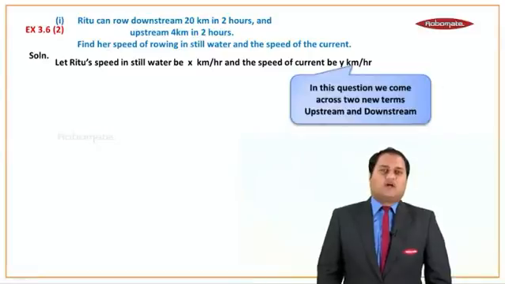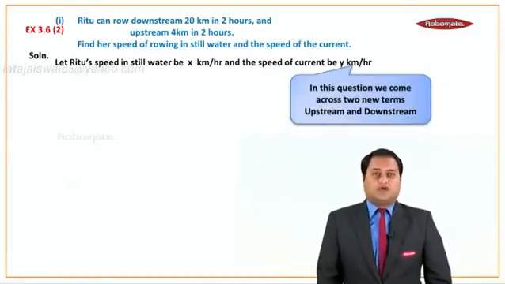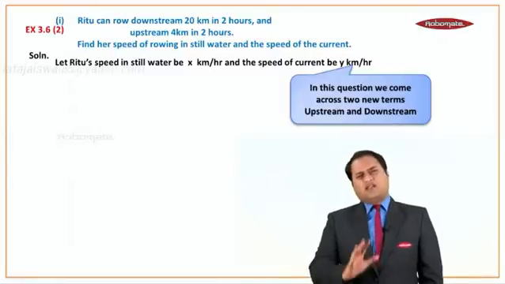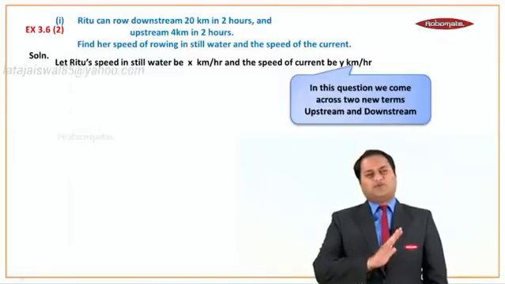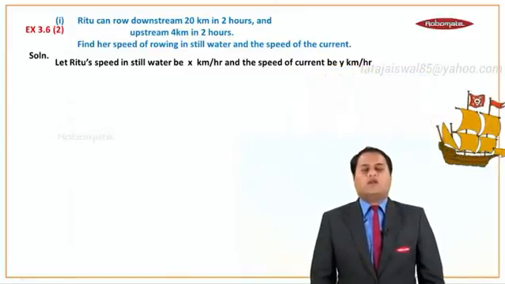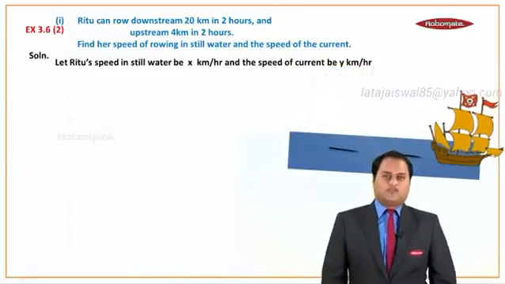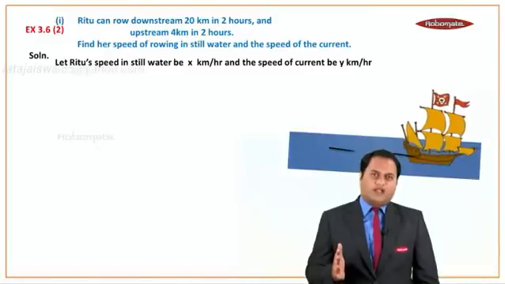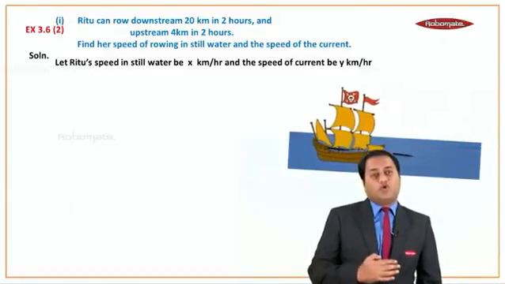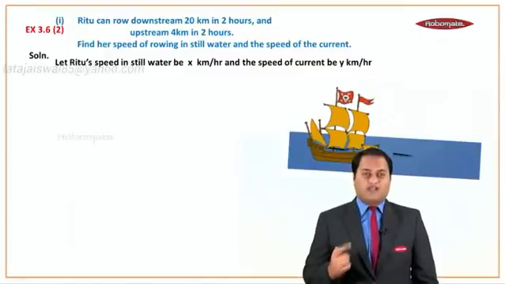Now in this sum we come across two new terms. One is upstream and the other is downstream. Let's understand this and your sum would be absolutely clear. What is an upstream and what is a downstream? There is a boat and there is a stream. A stream moves from higher level to lower level. Boat moving upstream means lower level to higher level, as you all could see.